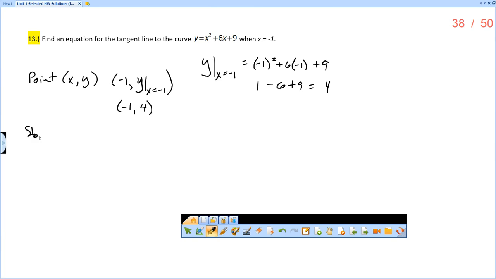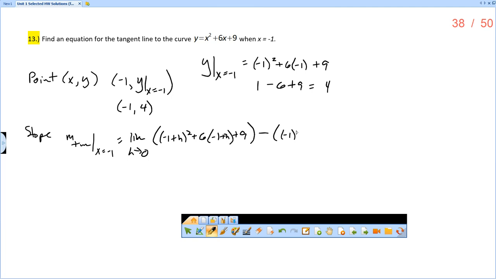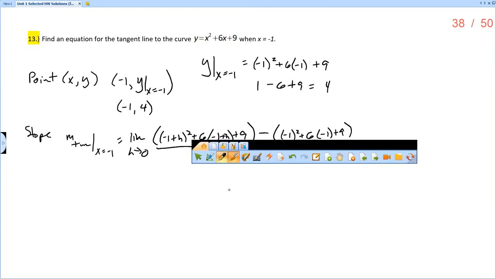All right, then we need the slope. All right, so the slope is going to be, remember, the slope of the tangent line at x equals -1. We're going to find that by evaluating the limit as h approaches 0 of f of a plus h. So that would be a plus h, so (-1 plus h) squared plus 6 times (-1 plus h) plus 9, right? That's f of a plus h minus f of a, so that would be (-1) squared plus 6 times -1 plus 9, right? And all of that divided by h. So now we have this limit to evaluate.